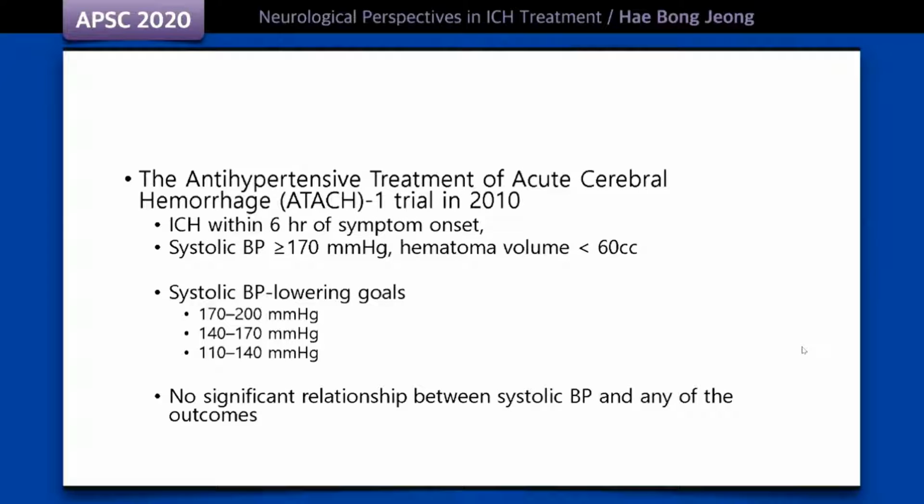The ATTACH-1 trial was conducted to determine the safety and feasibility of reducing BP in the acute phase of ICH. Patients with ICH within 6 hours of symptom onset, systolic BP above 170 mmHg, and hematoma volume below 60 ml were assigned to 3 tiers according to the systolic BP lowering course. The investigators found no significant relationship between systolic BP and any of the outcomes. These two pilot trials failed to show efficacy of rapid intensive BP reduction. However, their results provided an important proof of concept for early intensive BP lowering in patients with acute ICH.